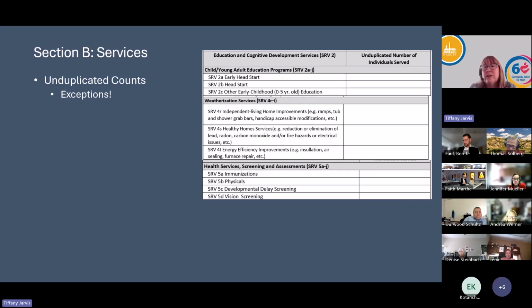Because if you report under service 4S, it's not an exception, it's an unduplicated count. Now we're going to be looking at your service number and going, wait, you're only reporting 100 people, but you're reporting 500 people under your service. It doesn't make sense. They're incongruent. So it's important to know the exceptions, because those are not going to be called out, and you do not need to waste your time validating those on your comments memo. Only focus on the ones that require a true unduplicated count.